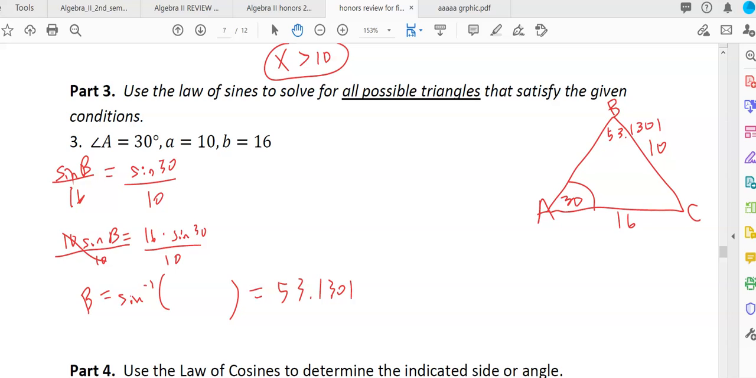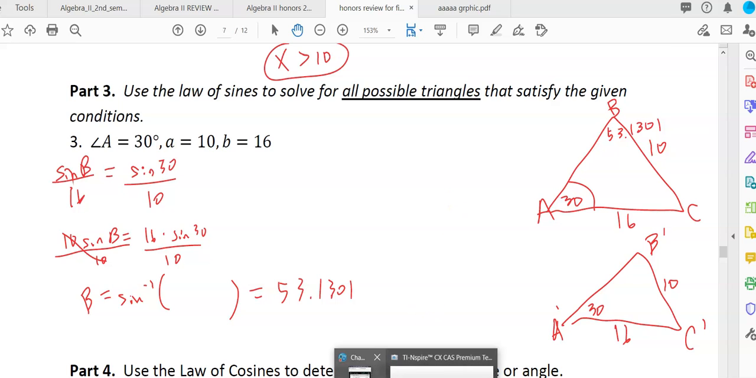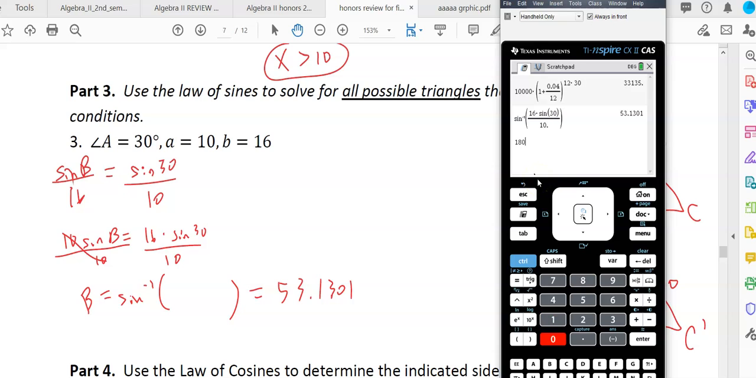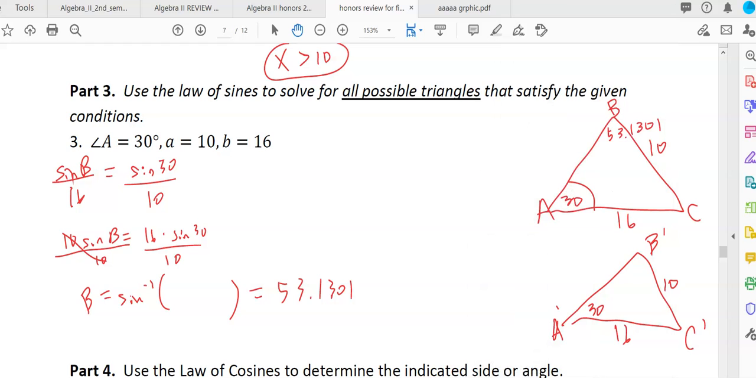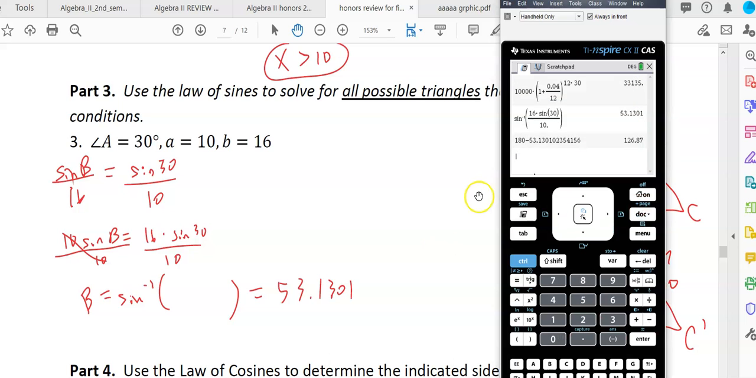And let's see, we were given side-side-angle information. Could that make a second triangle? Well, let's check it out. Given information is the same. So the supplement of 53.13 would be 180 minus that, 126.87. That does make a second triangle. So you've got to continue solving.